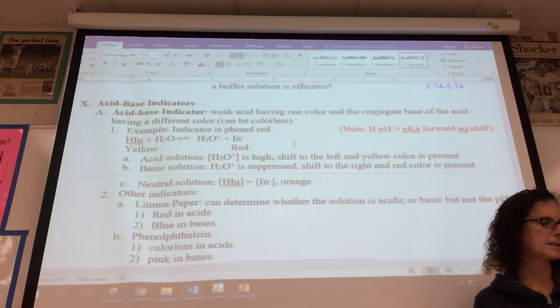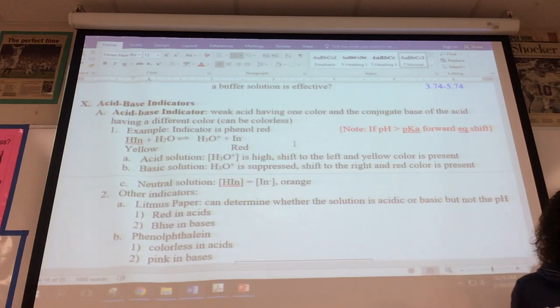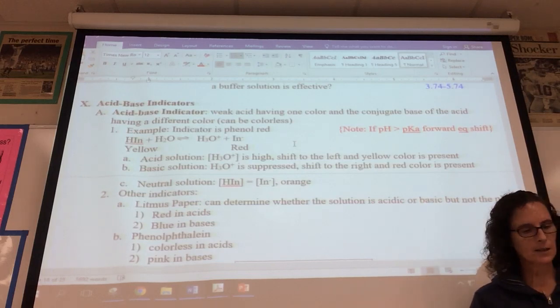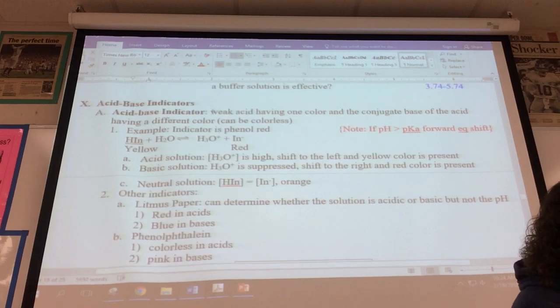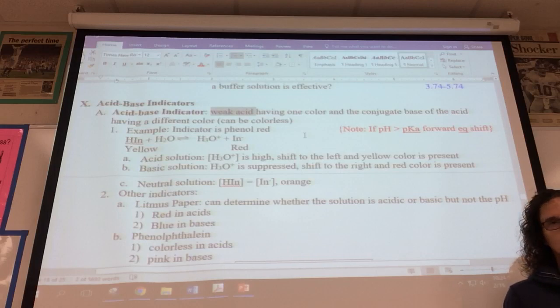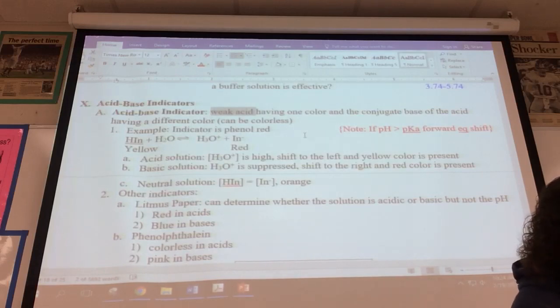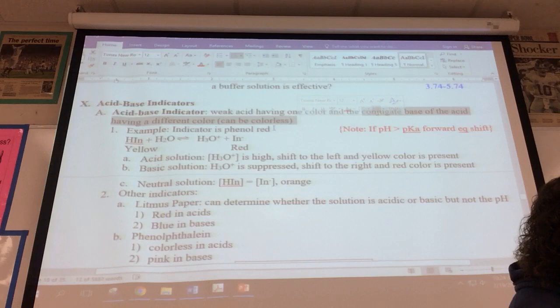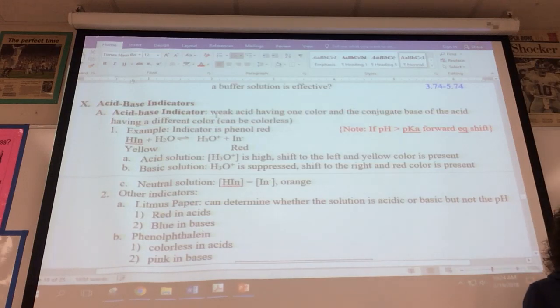With your acid-base indicators, an indicator is a substance that is a weak acid, and as a weak acid it has a specific or certain color. Indicators are similar in that they're weak acids, but they do have different colors. So as a weak acid it has one color, and if it is in its conjugate base form, it's going to have a different color. And the colors can be yellow, red, orange. They can be colorless, and we'll go through a few different indicators.